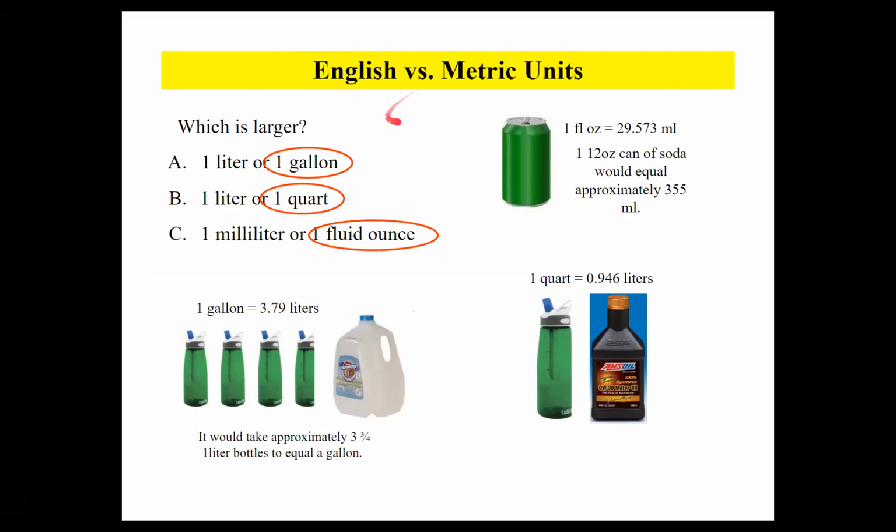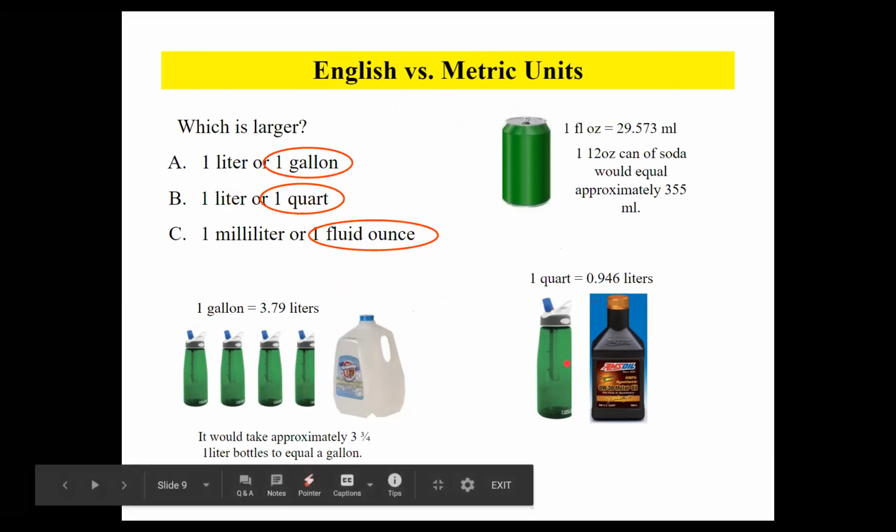In the metric system, especially if we're talking about liquids, we instead use liters. So a liter is very, very close to 1 quart. So if you think about the quarts of milk that you get at the grocery store, like the super skinny milk cartons, that would be a quart.